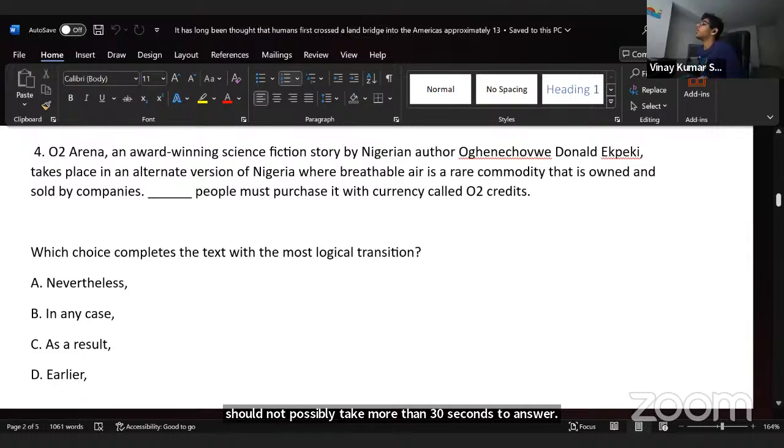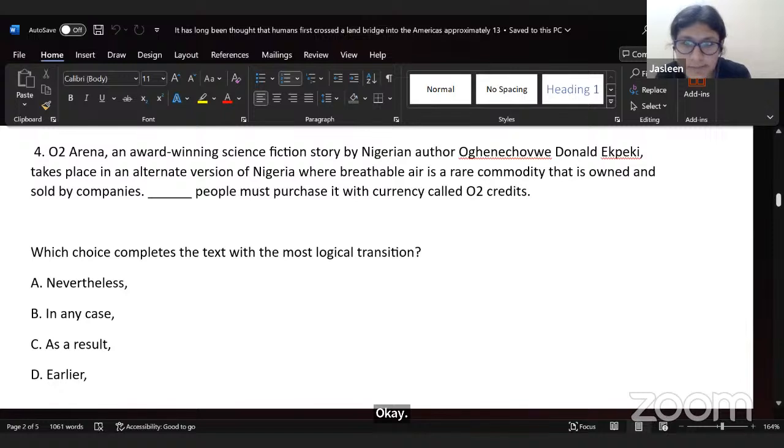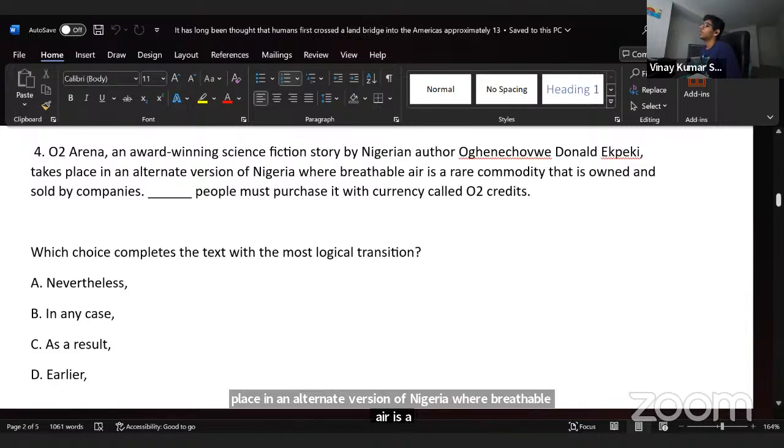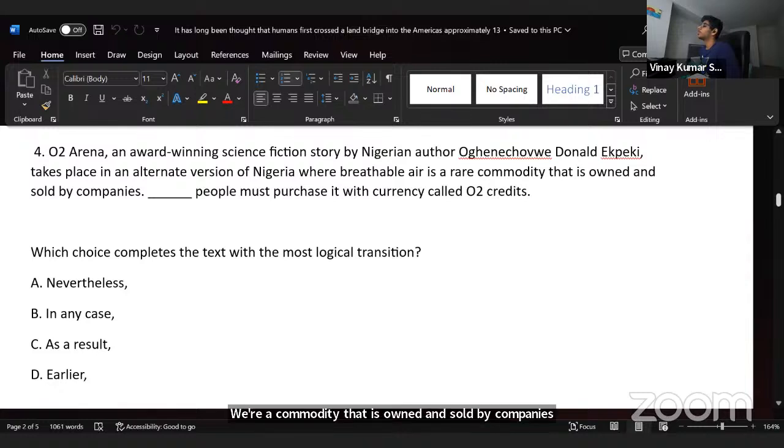"O2 Arena", an award-winning science fiction story by Nigerian author, takes place in an alternate version of Nigeria where breathable air is a rare commodity that is owned and sold by companies. People must purchase it with a currency called O2 credits.